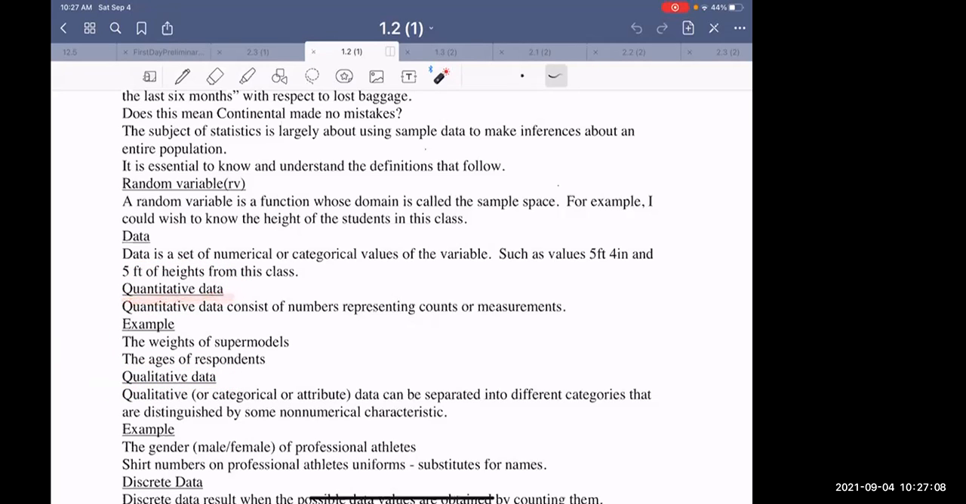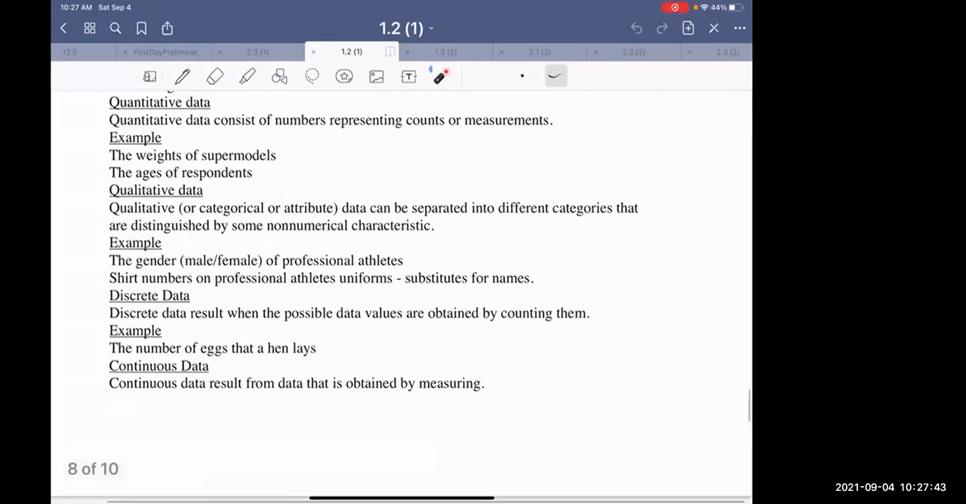Quantitative data is data that is numerical in nature. So it's numerical in nature. It will result in counting some sort or measuring some sort of result. Things like the weights of supermodels, the ages of respondents.